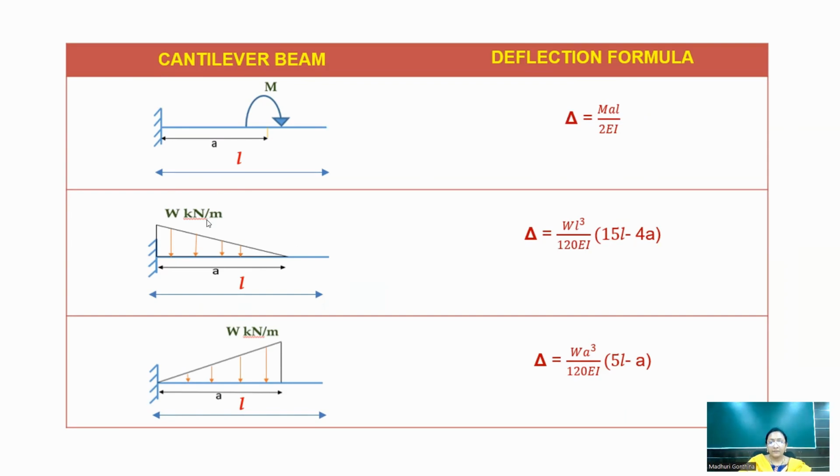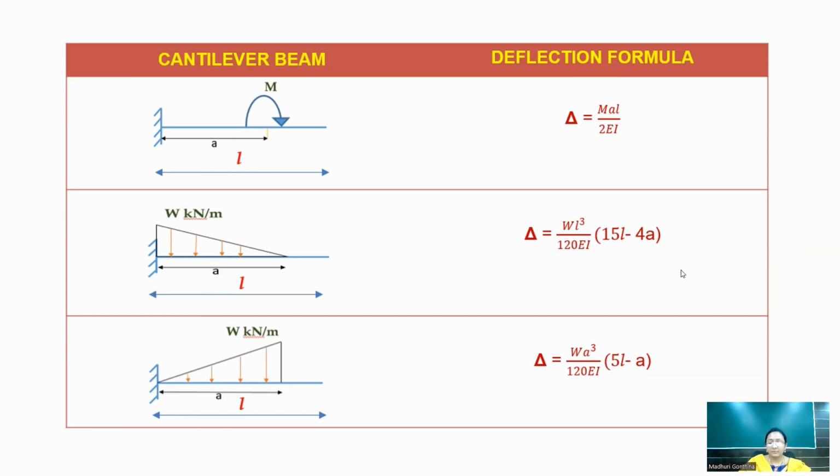Similarly, when we have a uniformly varying load up to some portion, the deflection at the free end will be equal to WL cube by 120 EI into 15L minus 4A. Similarly, when we have the same uniformly varying load up to some portion, varying from 0 to W, where 0 is at the fixed support and W is at some distance A from the fixed support, the deflection formula at the free end will be equal to WA cube by 120 EI into 5L minus A.